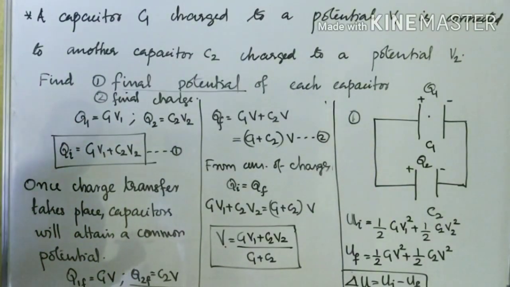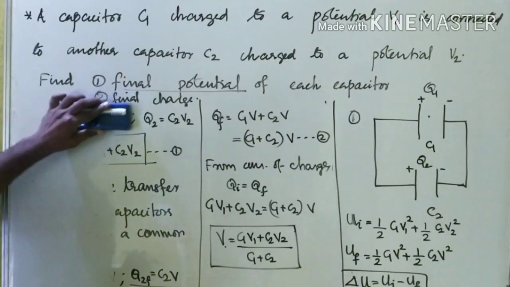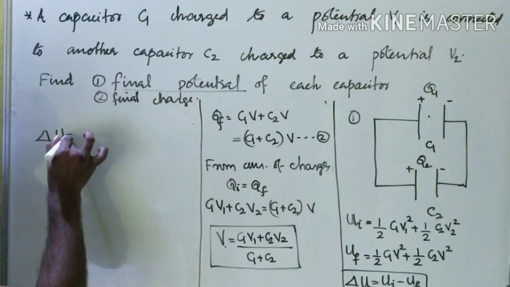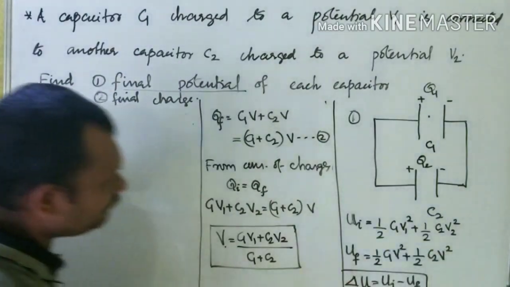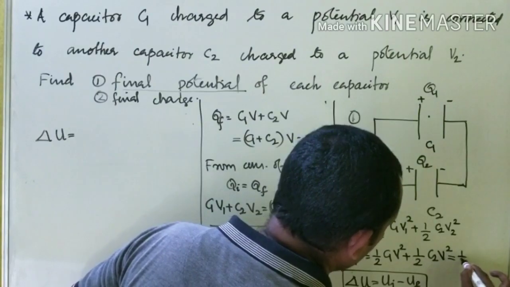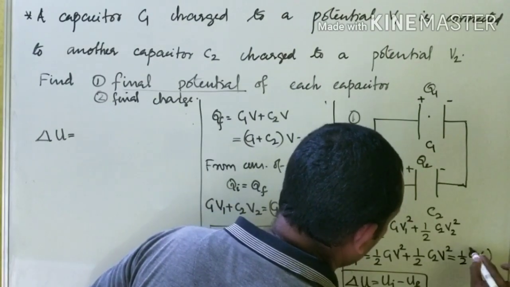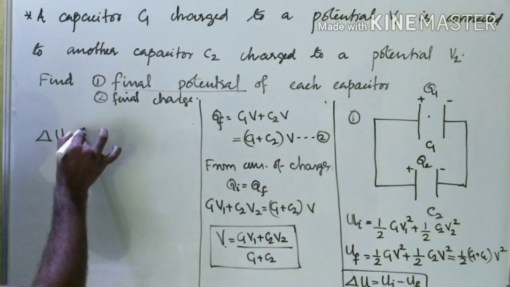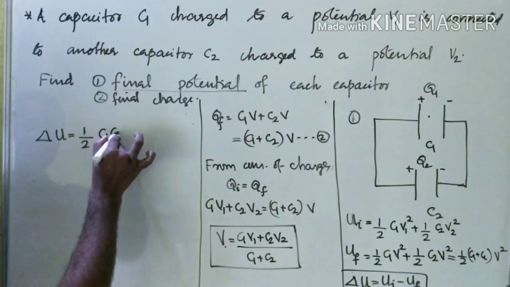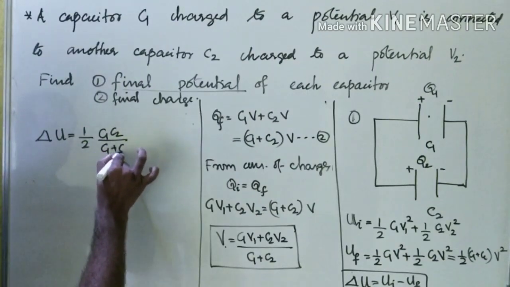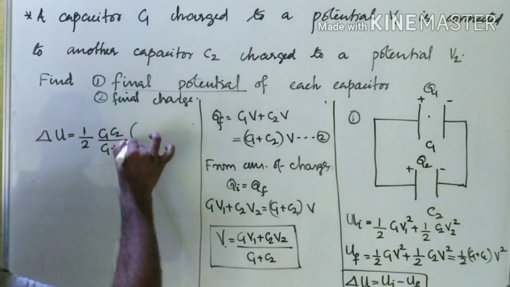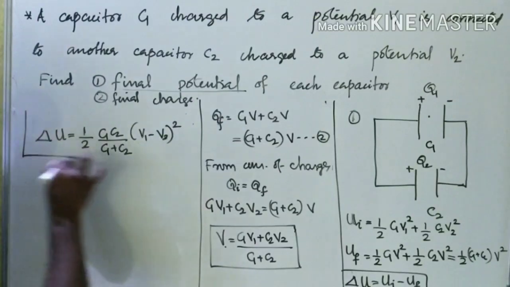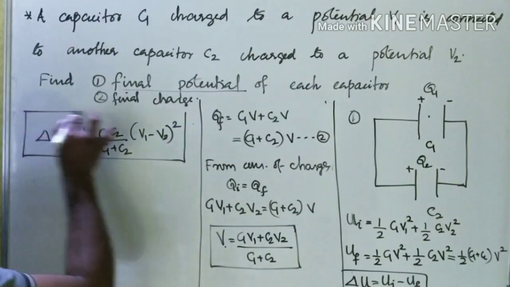Okay. Now may I just wipe off this side. This will solve to get the answer. You need to study only the final result. You can substitute for V and simplify, or otherwise I will just write this is half into (C1 plus C2) into V square. This can be solved to get the answer as half into C1 C2 divided by C1 plus C2 into (V1 minus V2) the whole square. This is the loss of potential energy in the process.